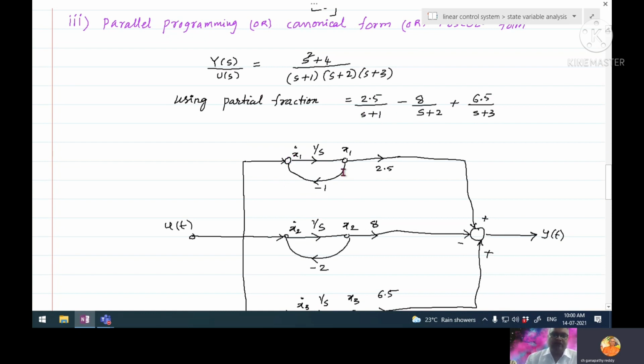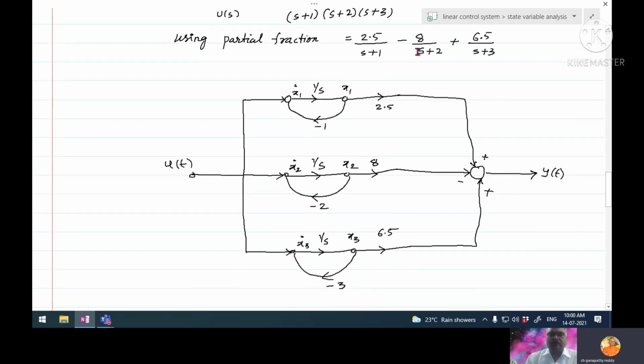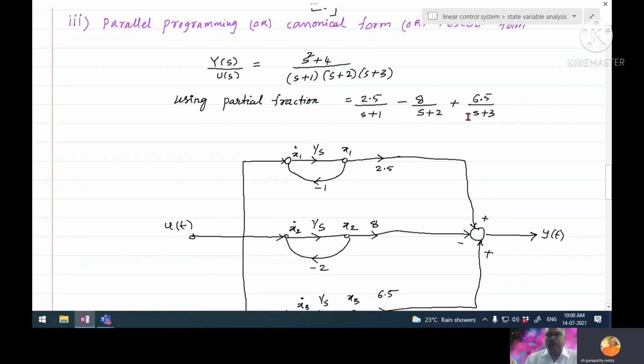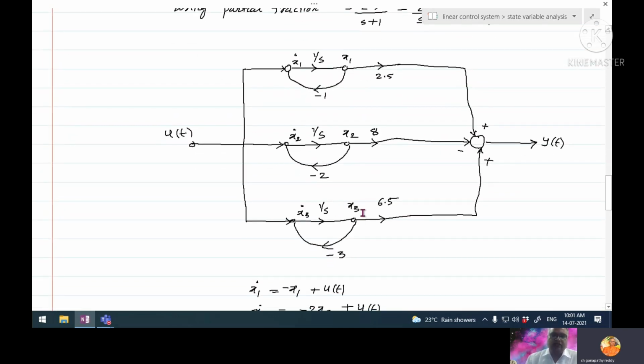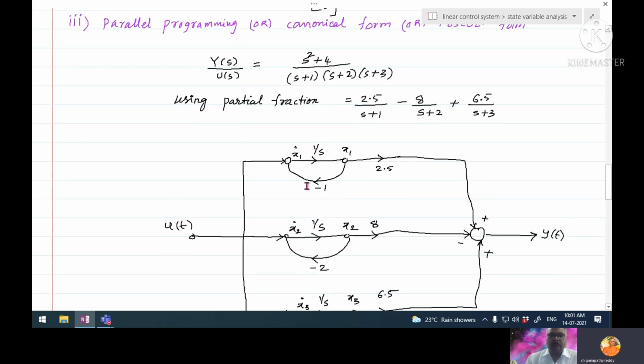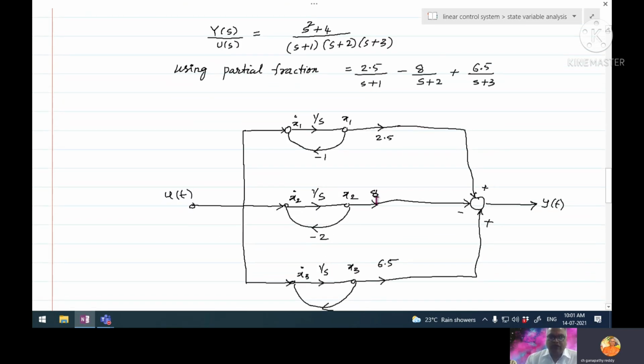So here 1 by s minus 1, x1 dot. Second term, denominator s plus 2, so here 1 by s, standard, you write minus 2. We call it x2 dot. Third one, denominator s plus 3, 1 by s minus 3, x3 dot. But this output should be multiplied with 2.5, 8, 6.5.